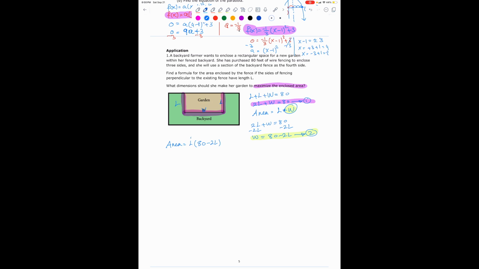Now, I can distribute the L inside, so I end up with the area equal to 80L minus 2L squared. So that is basically the area, which is a function in L. I can even rewrite it as A of L equals negative 2L squared plus 80L. Notice how this is a quadratic function. So I can find the maximum in this case since the A value is negative, so I know this is going to look something like this, and we're going to have a maximum.